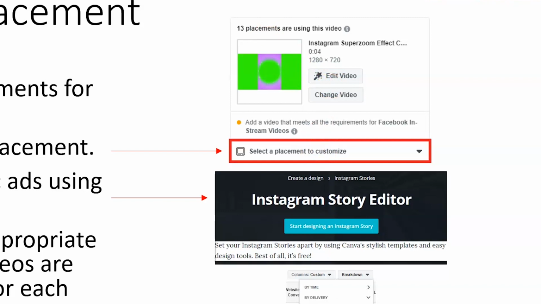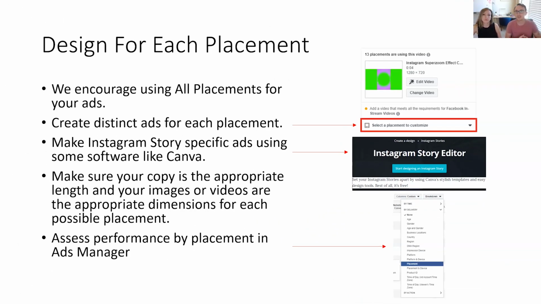And that's really important too because different placements are different sizes, and it's better to design it yourself than letting Facebook do it. So something we've seen that's really cool is designing specific versions of our ads for Instagram stories, making them the right shape, and if it's a video, making it the right length of time. And you can do that really simply with apps like Canva and other things like that. But make sure that you're making all the right dimensions and everything for each type of ad placement.